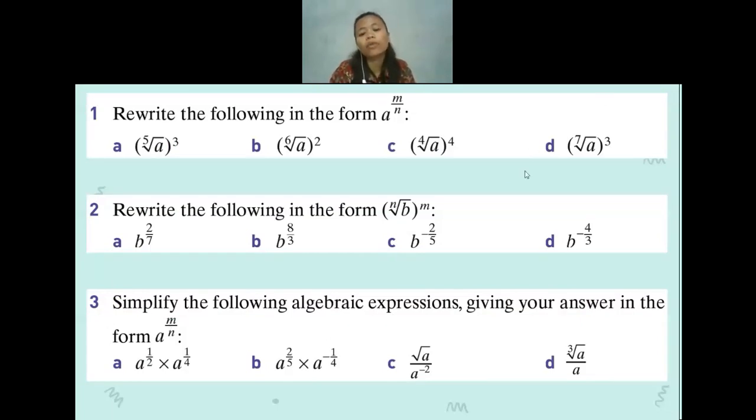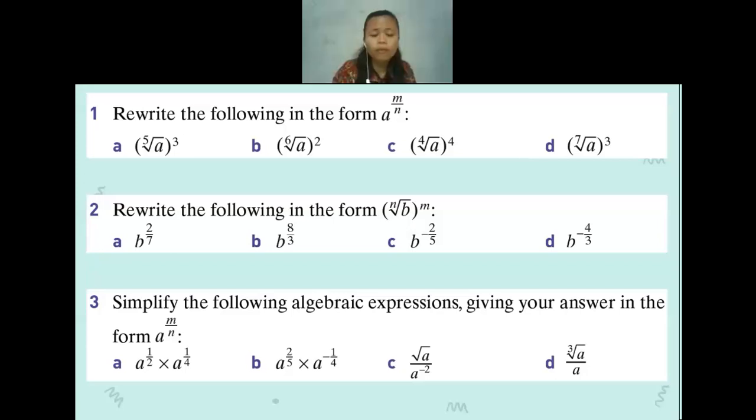Okay, in here it will be the same thing. Now for question 1, we have to rewrite the following in the form of a to the power of m per n. So we have the root form. We have to change it into fractional indices. I think it is easier than chapter 7.